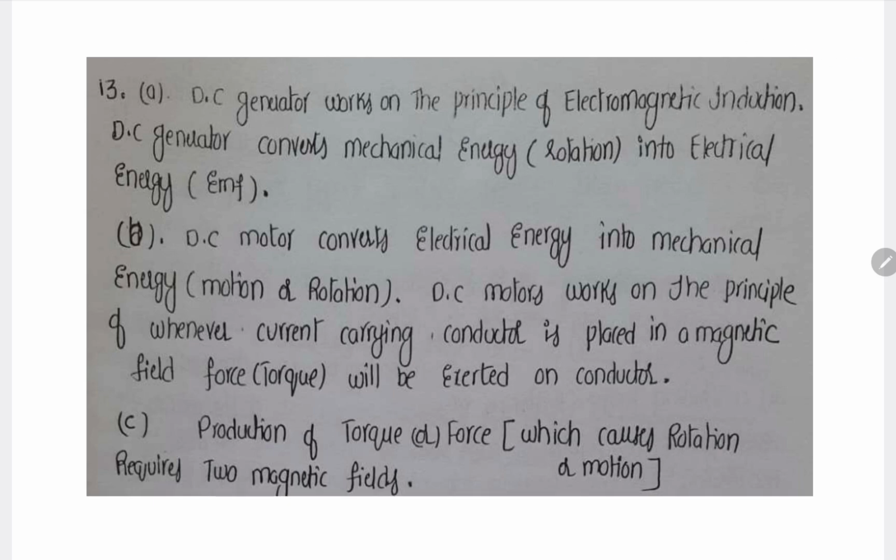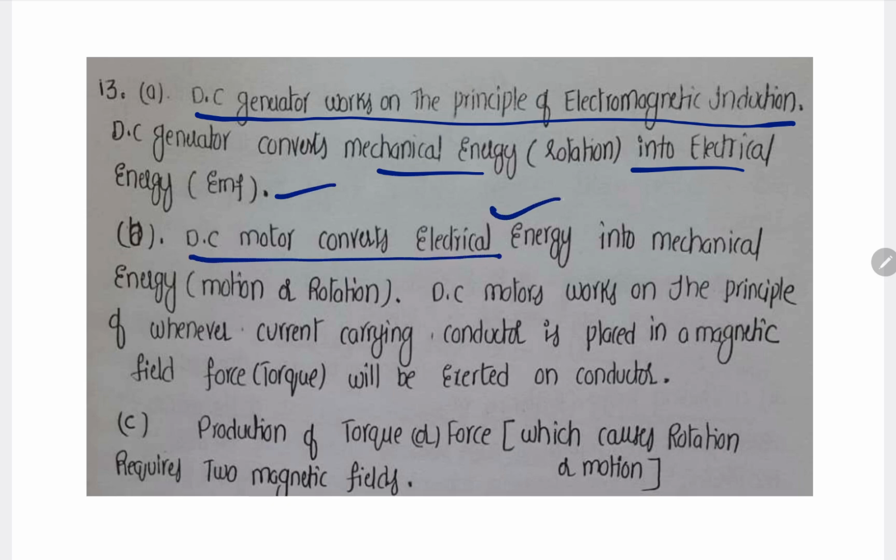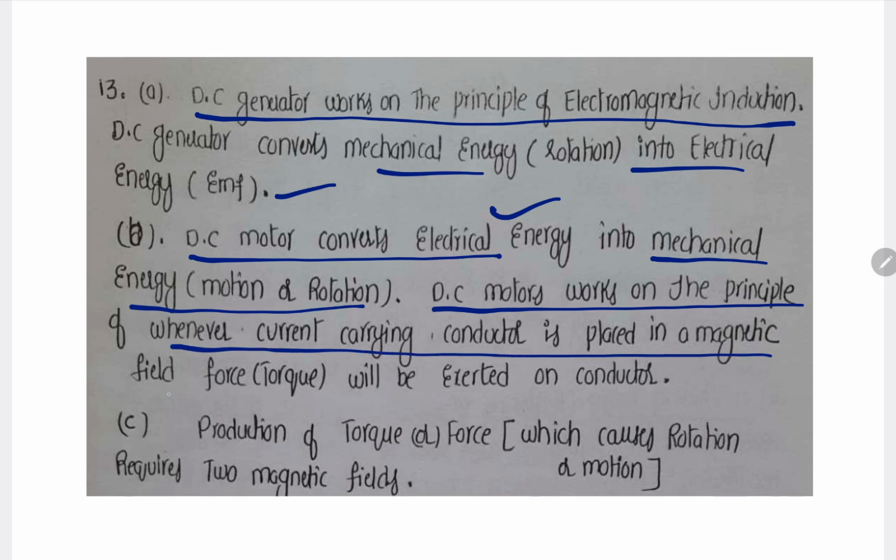Here we will see the DC generator. It works on the principle of electromagnetic induction, so it converts mechanical energy into electrical energy. The DC motor converts electrical energy input into rotation, that is, mechanical energy output. And on what principle does the DC motor work? When a current carrying conductor is placed in a magnetic field, a force is going to be exerted on the conductor. So the DC generator works on electromagnetic induction, and the DC motor on the force exerted on a current carrying conductor placed in a magnetic field.